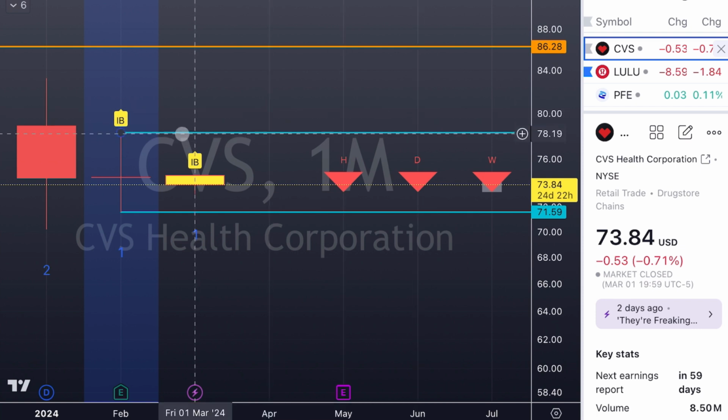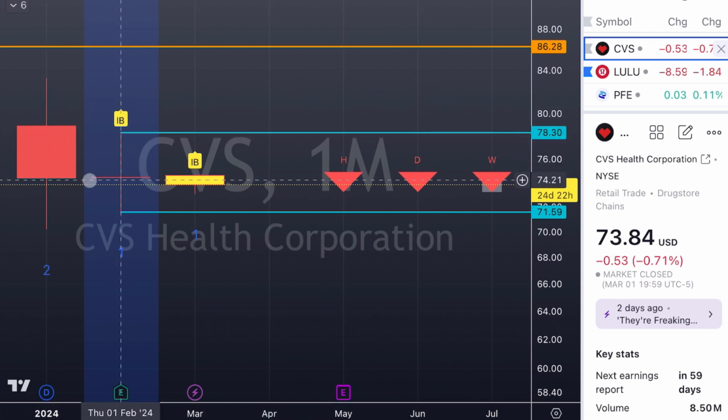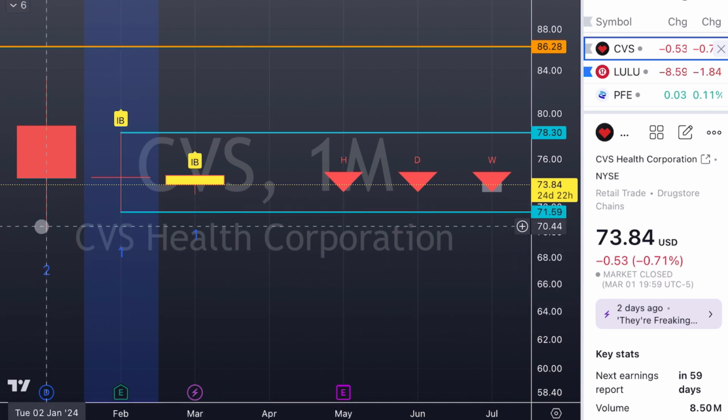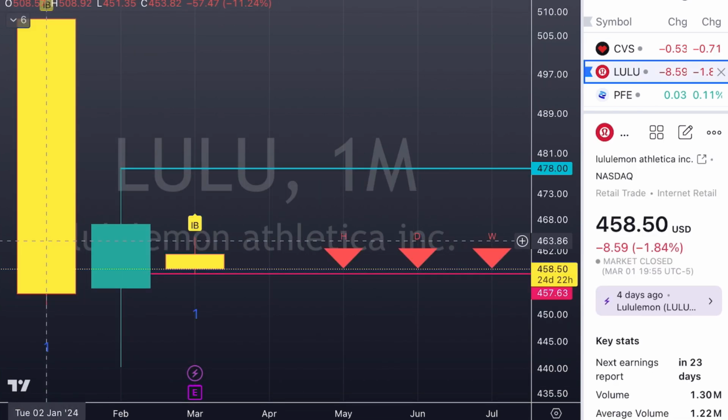So we're looking for it to trigger to the upside, hit our target here, trigger to the downside at 71.59, and the first target at $70.01. We move on to Lulu.